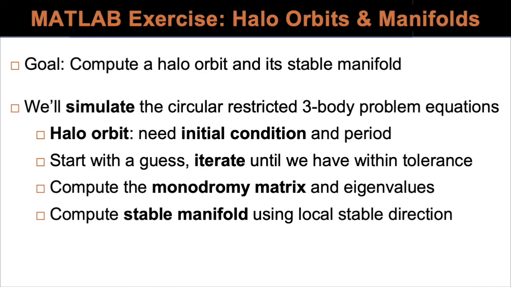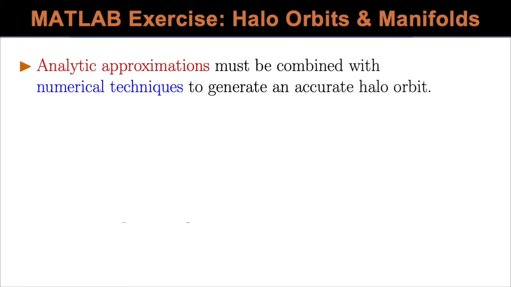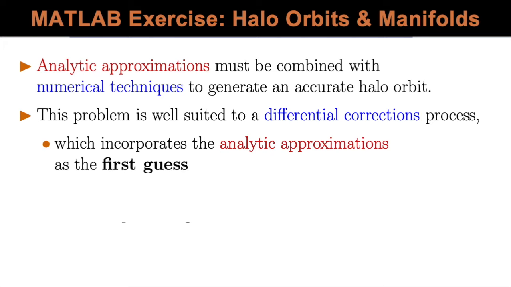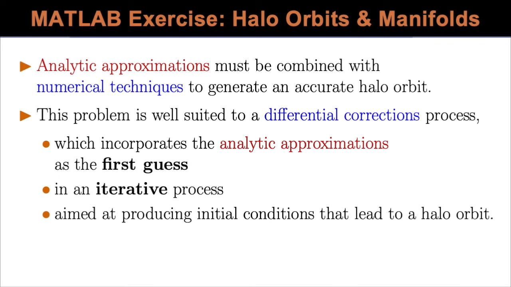If you take that initial guess and propagate it for what should be one period, it actually doesn't come back onto itself. So we start with that as a guess, but then we iterate using a process called differential correction until we're within a tolerance, meaning the orbit closes up to within whatever we want, a kilometer, meter, centimeter. And then once we've found the periodic orbit, we can compute its stable manifold using the local stable directions, and then integrate backwards in the full system of equations. So we're going to use some analytic approximations combined with numerical techniques to get an accurate halo orbit. And so this is well suited to what we call the differential corrections process. The analytical approximation gives us a first guess, and then we iterate, and we get a halo orbit.